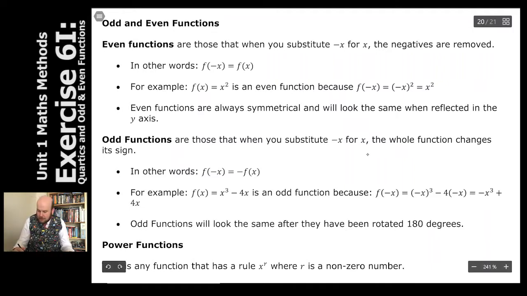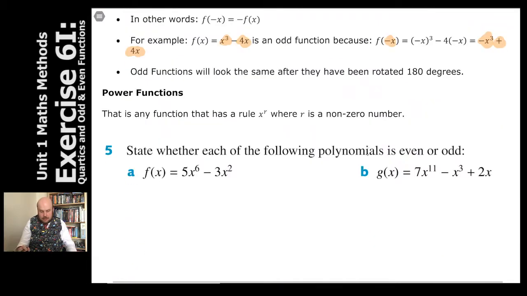As an example with the even functions, we'll have x squared. If I replace the x with a negative x, it just comes out as x squared, so it's an even function. Whereas if I've got, say, x cubed minus 4x squared, and I replace the x with a negative x, then everything changes sign. So that's an odd function.